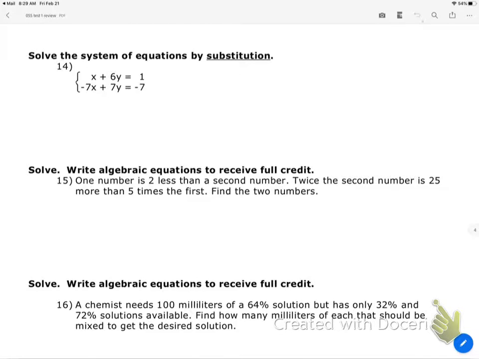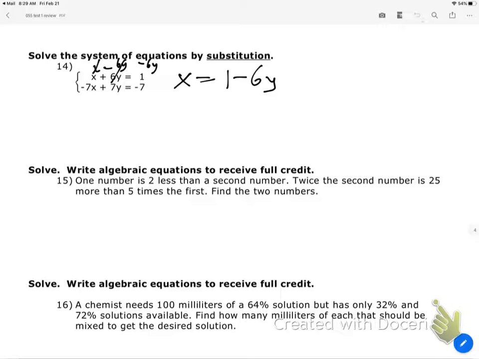Right, let's look at the substitution one. If I'm going to do substitution, I'm going to take the first equation. Just remember, look for the nice single letter, and that's there. So I'm going to write this: x equals 1 take away 6y. Can you see? I just took away this 6y from both sides, so it wasn't there.